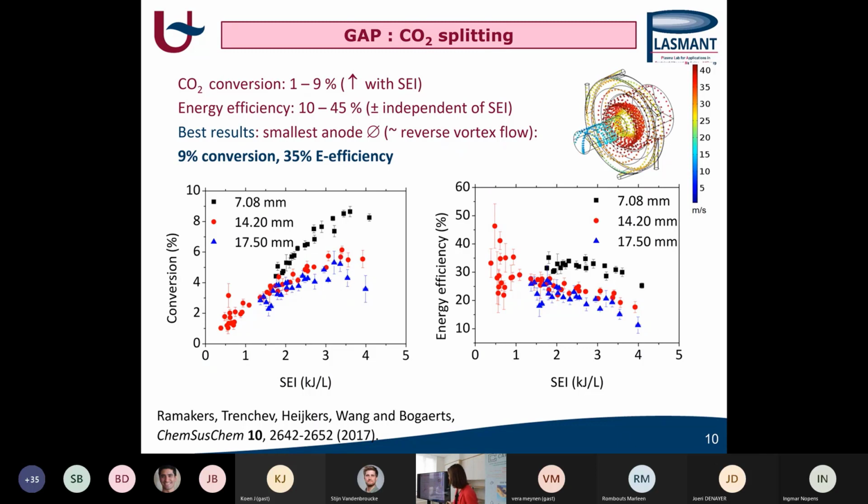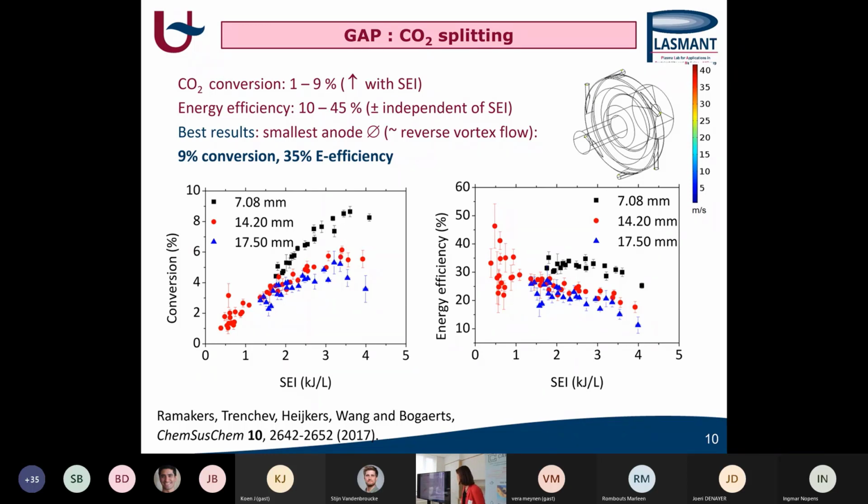These are experimental data for different outlet diameters. We see that the CO2 conversion in this case was around 1 to 9%, and the energy efficiency was typically around 35%. And the values were actually the best for the smallest anode diameter, the black points. That is because with the smallest anode diameter, the reverse vortex effect is the most pronounced.